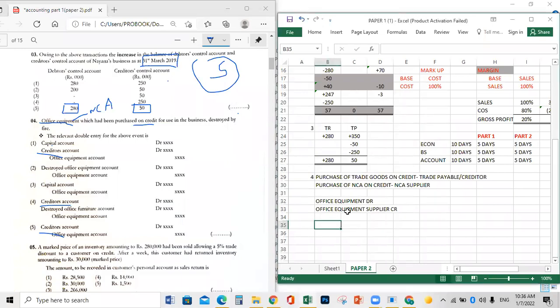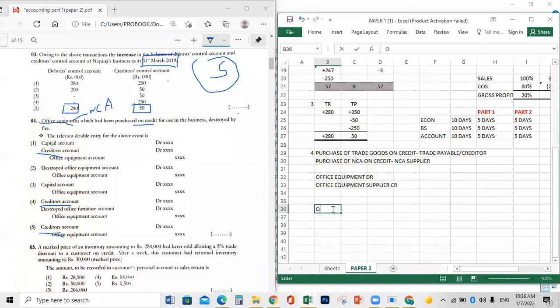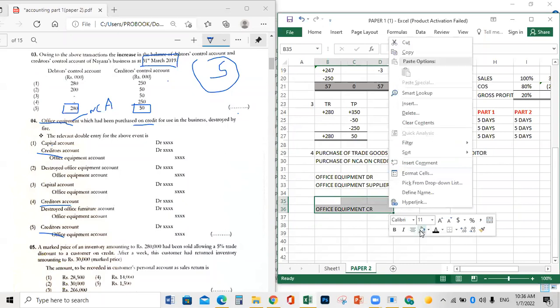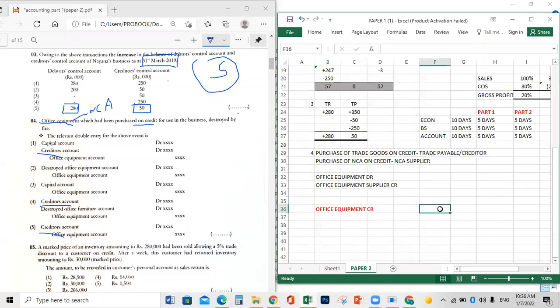Usually, office equipment is an asset. So you have to take it out from your assets. To take it out, you have to credit your asset. Guys, what is it now? After you take it out from your assets, what should you record it as?